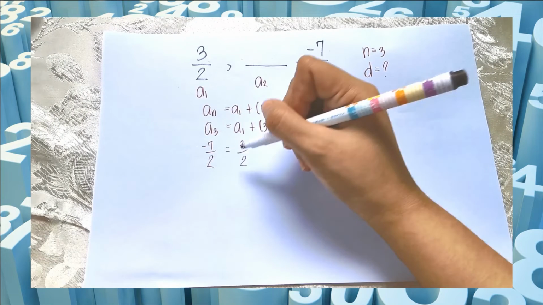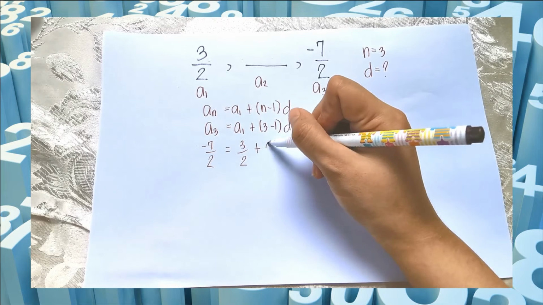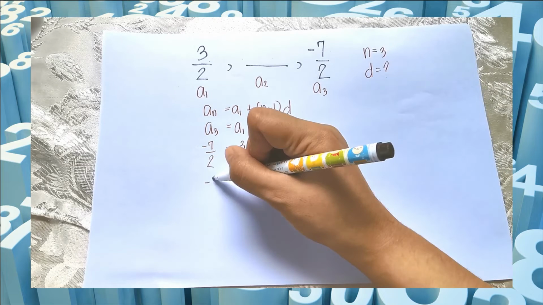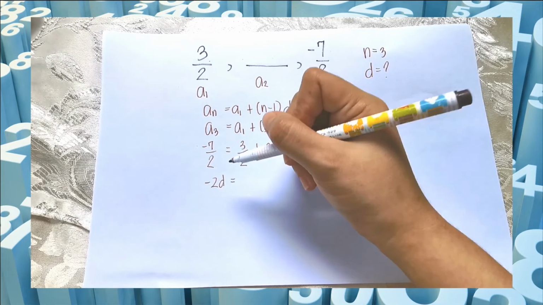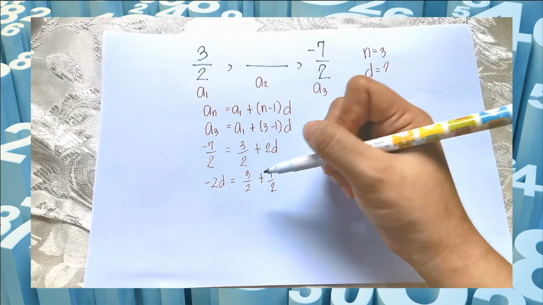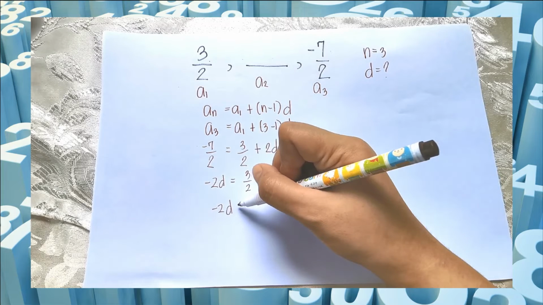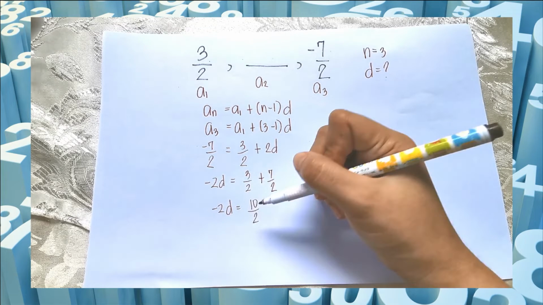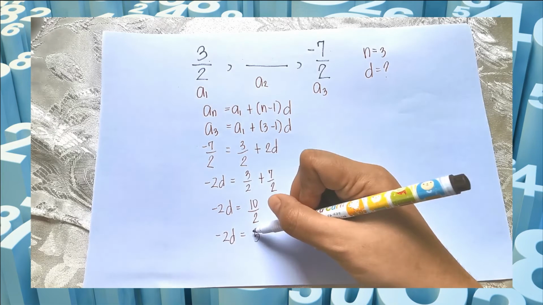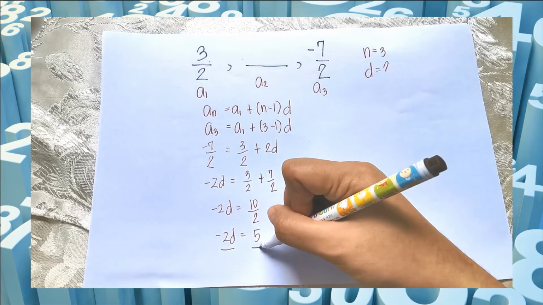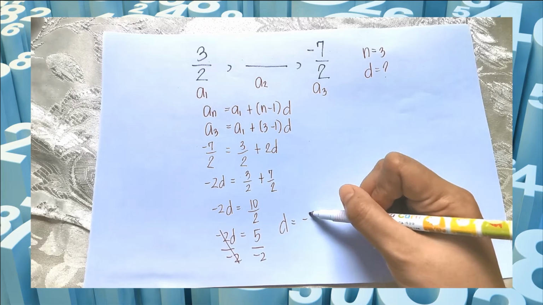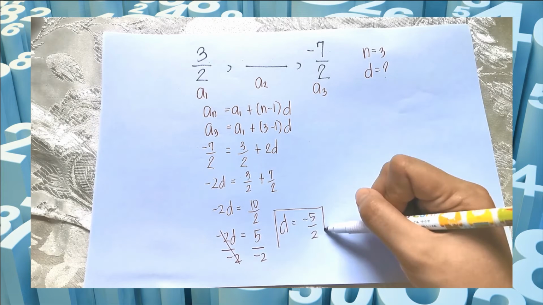Negative 7 halves equals 3 halves plus 3 minus 1, which is 2, times d, 2d. Using the addition property of equality, we have negative 2d equals 3 halves plus 7 halves. Negative 2d equals, we have 10 halves or 10 over 2, and 10 over 2 is equal to 5. So we have negative 2d equals 5. Dividing both sides by negative 2, we have the common difference equals negative 5 halves.